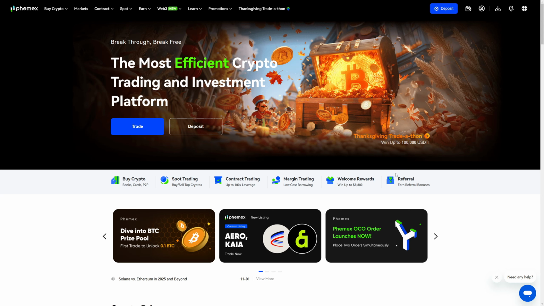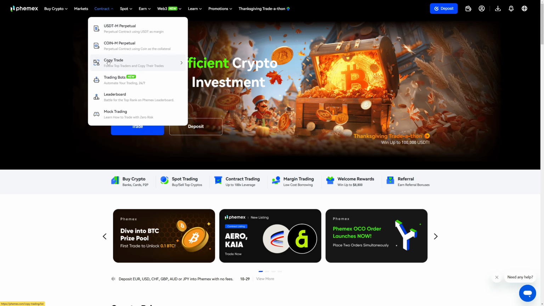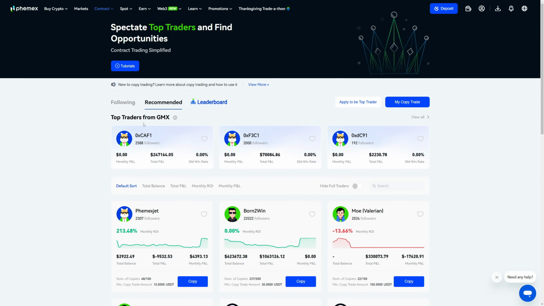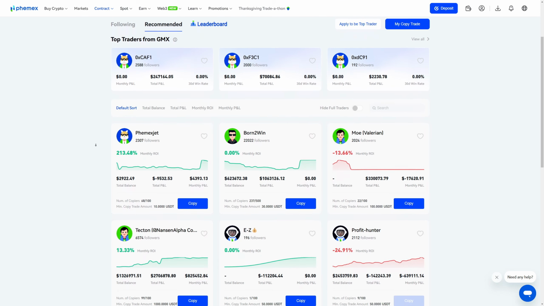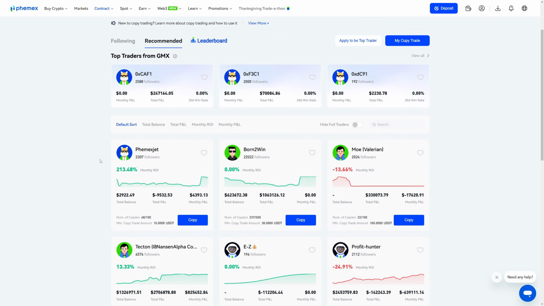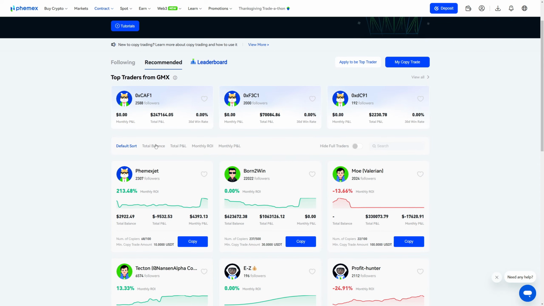After depositing funds, you can get right into copy trading. Head over to contract and then select copy trading. On the front page of the Phemex copy trading dashboard, we can see the recommended traders. We can scroll through this, but I personally want to filter for certain things. We can look for the traders with the highest balance.